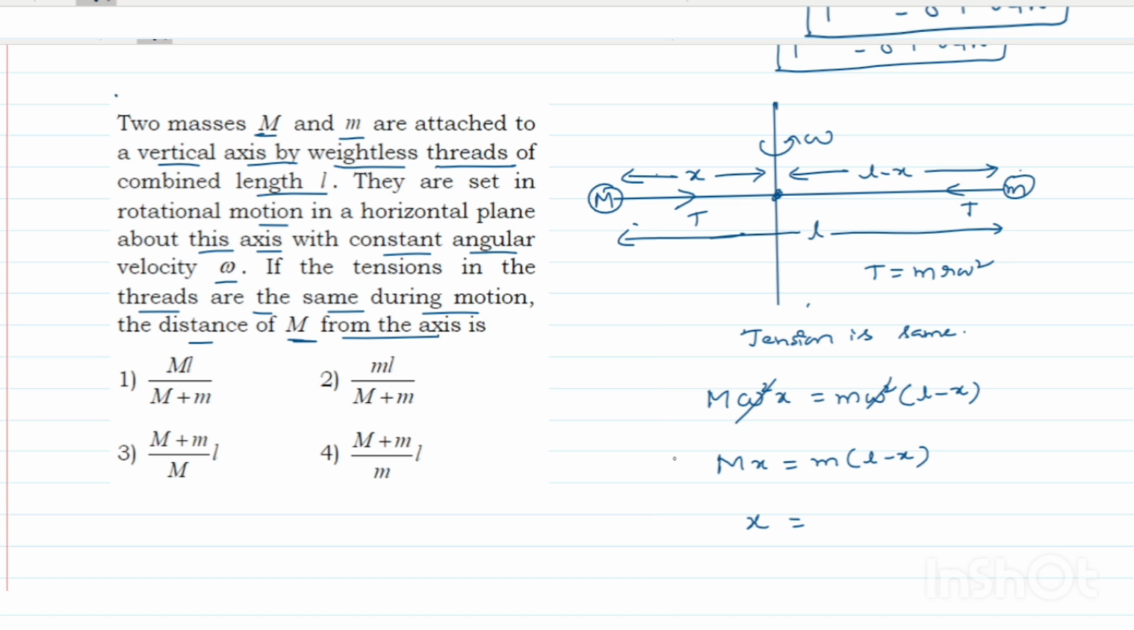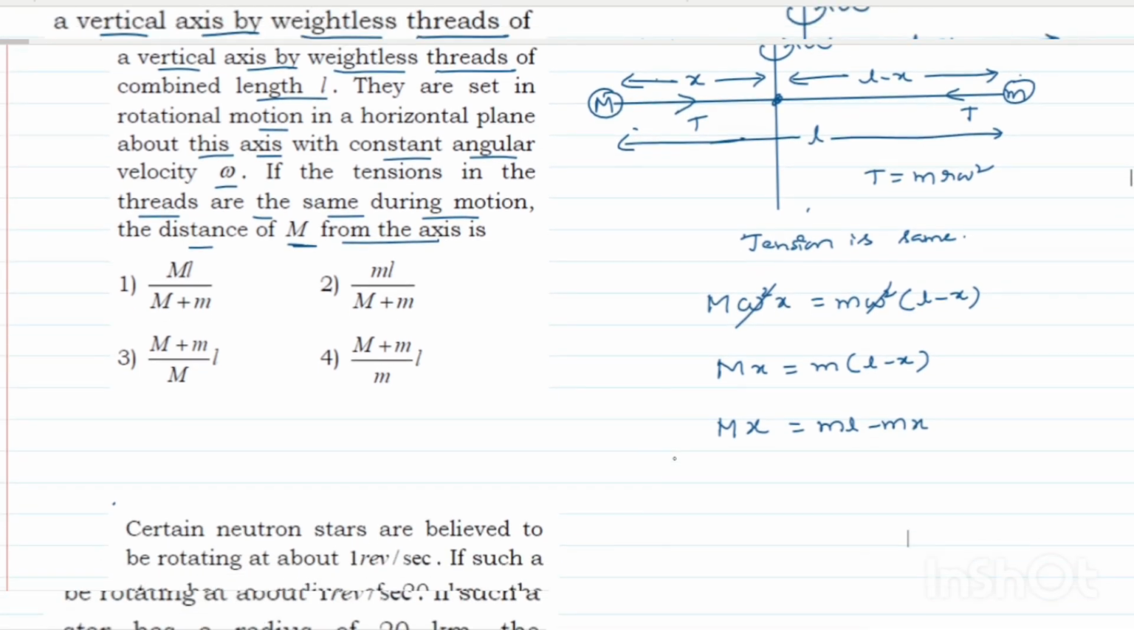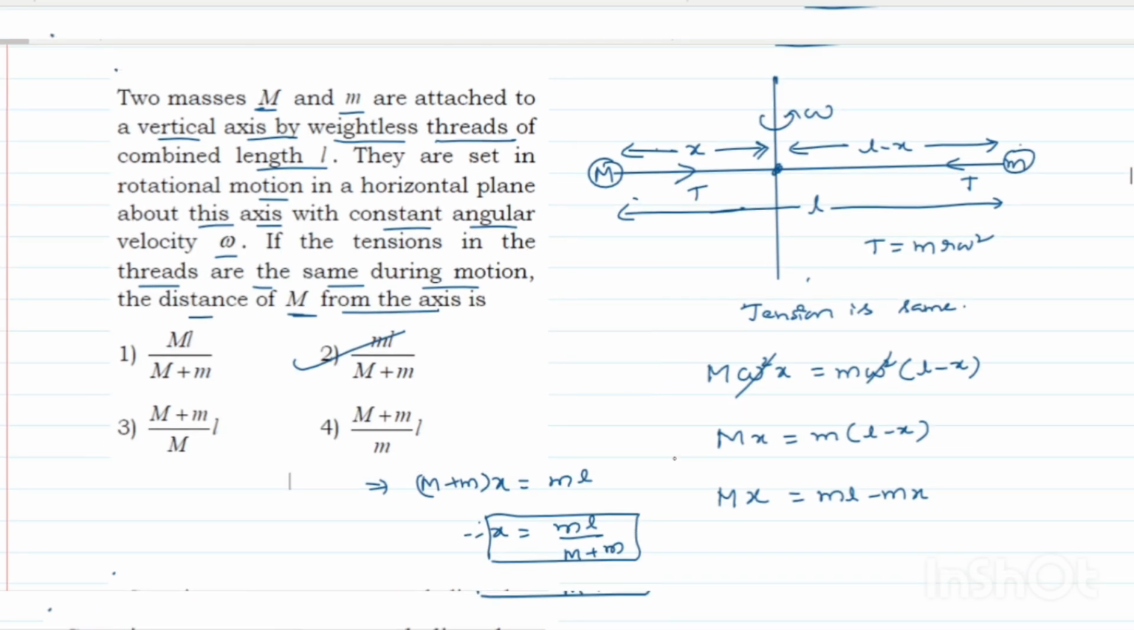So just simplify this one. This is capital M into x, which will be equal to small m into L minus small m into x. When you simplify this, capital M plus small m into x will be equal to small m into L. Therefore the x value will be small m into L by capital M plus small m. So we are taking the distance from the mass capital M as small x, that we have calculated: small m into L by capital M plus small m. So this is the correct answer.